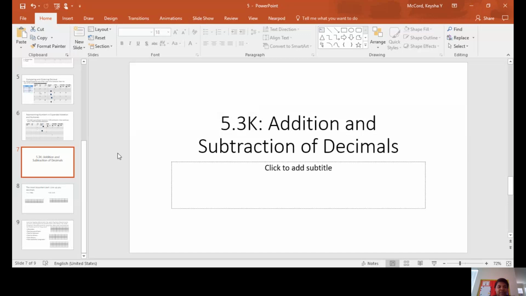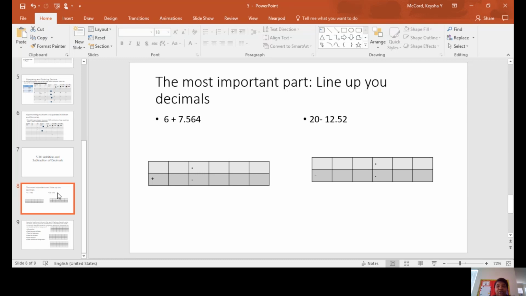Okay, so the main thing that we need to know when it comes to adding and subtracting decimals is that you line up your decimals. No matter what kind of numbers you have, make sure that your decimal is always lined up. So let's look at our first example, 6 plus 7 and 564 thousandths. I already have my decimal here.